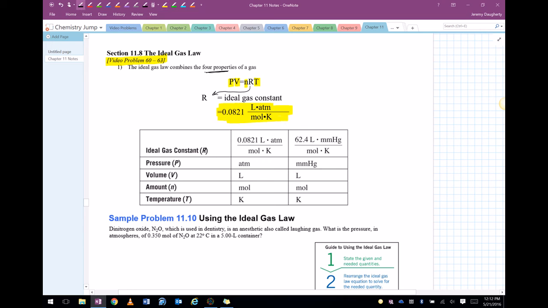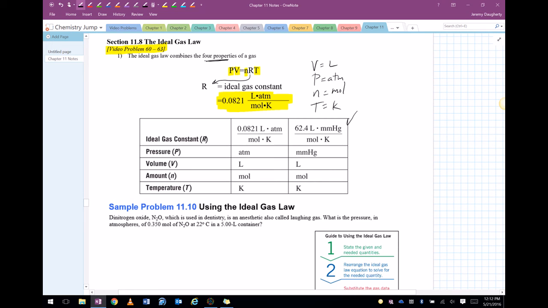So what this means is that our volume has to be measured in liters, our pressure has to be measured in atmospheres, our moles has to be measured in moles, and our temperature has to be measured in Kelvin, because those are the units for that gas constant. Now there are different gas constants, but it's the same number. So liters, moles, and Kelvin are the same here. The difference is atmospheres and millimeters mercury. So I just always use this one, and I convert everything so that the units are correct. I find it much easier to do that.